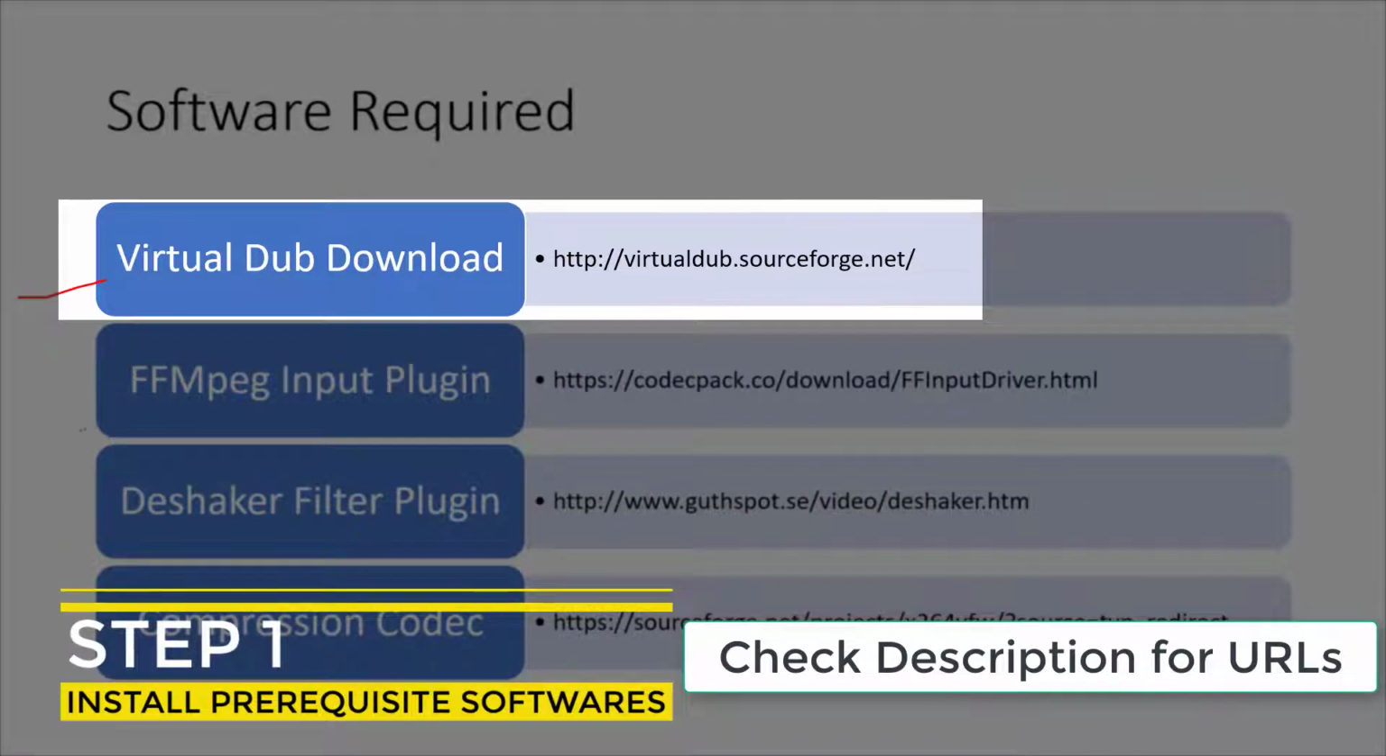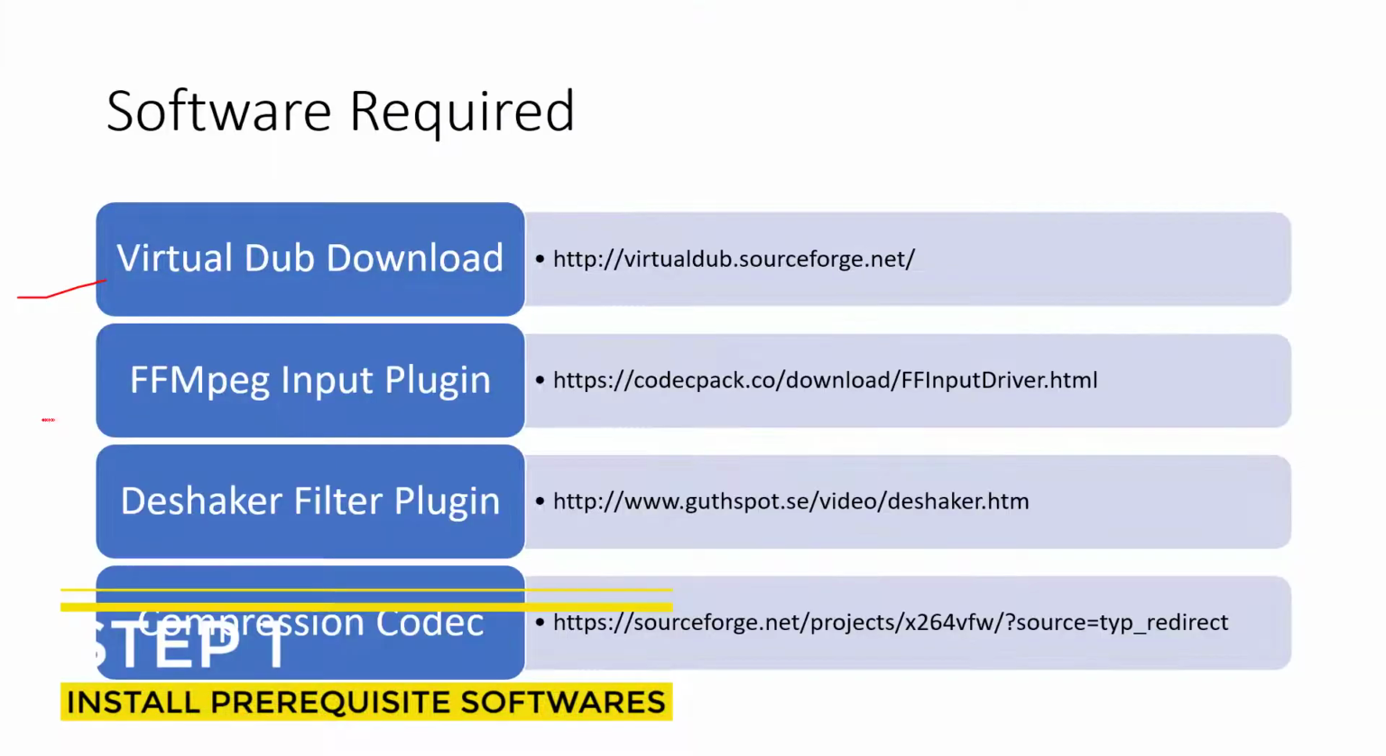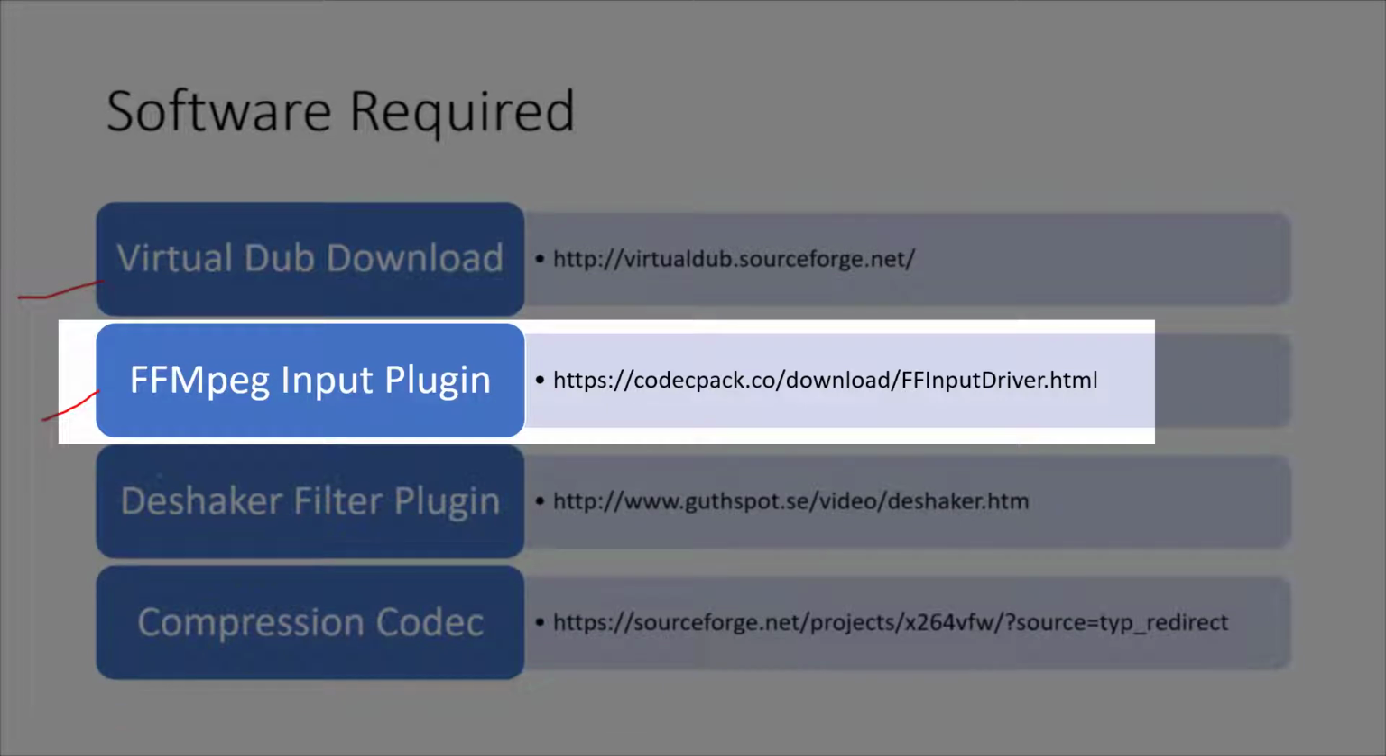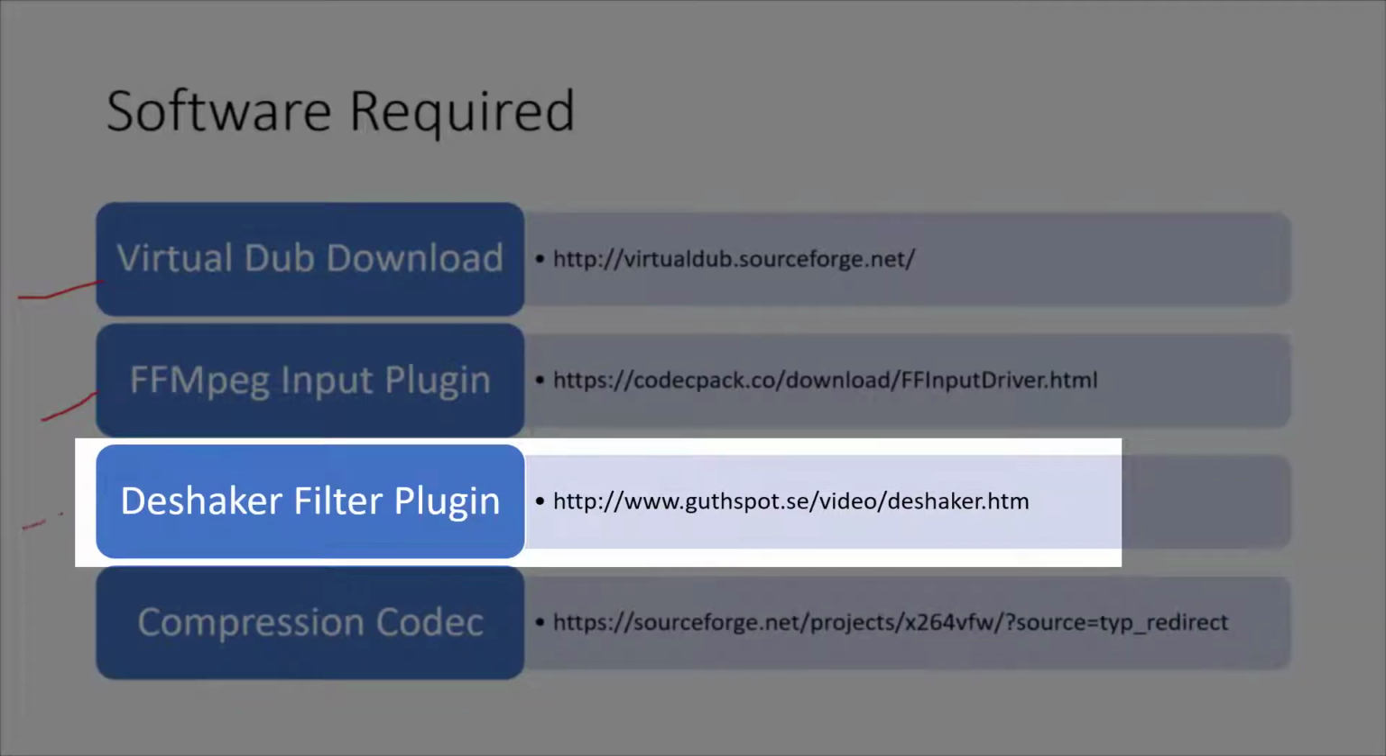There is a plugin which we need, the FFMpeg plugin, so that you are able to use MP4 files also. If you are not planning to use MP4 files, this is not mandatory. Deshaker is the one which removes the shakes, that's why it is called Deshaker, and it stabilizes the video. So this is another software which we require.